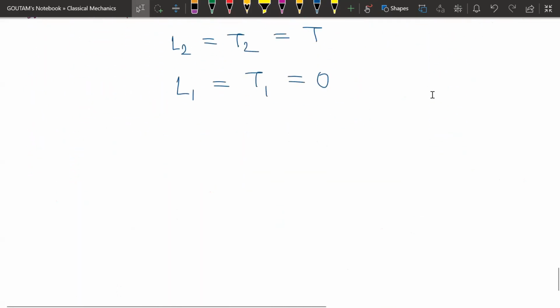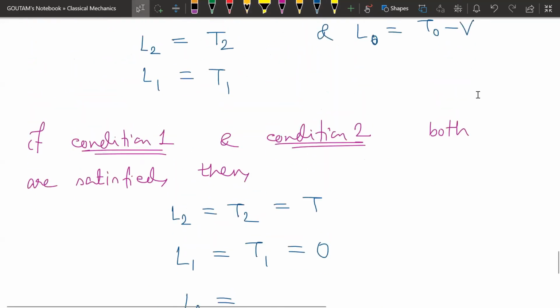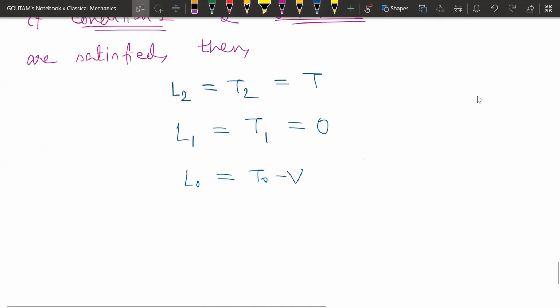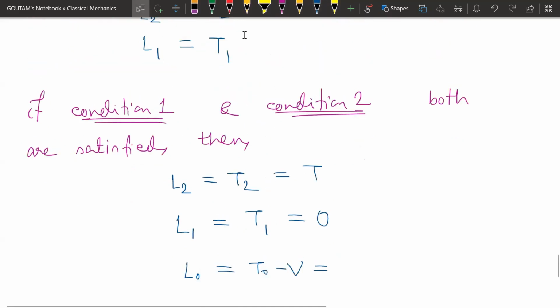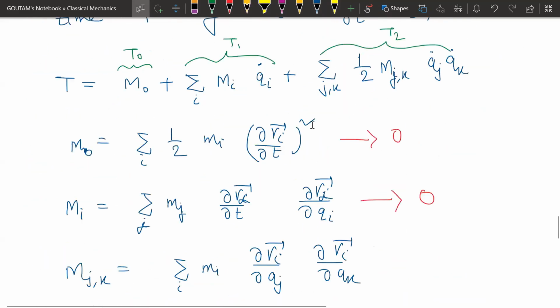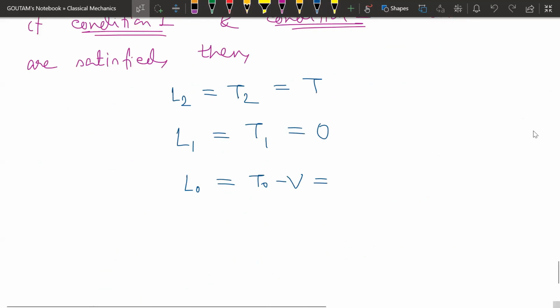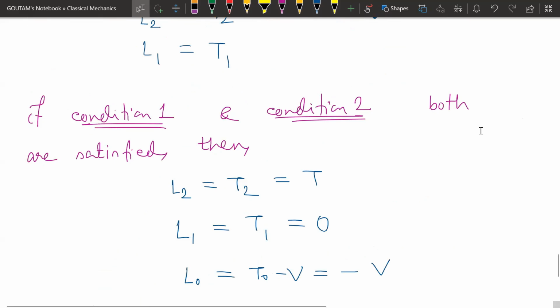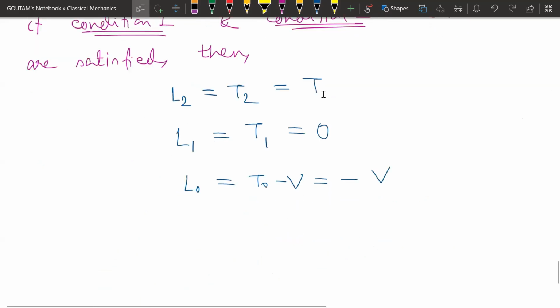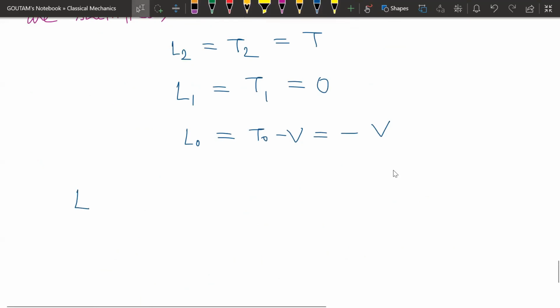And our L0, because of equation 2, is T0 minus V, but because of condition 1, T0 is 0, because M0 is 0 and M0 is basically T0. So in that case, L0 will be minus V. So if these two conditions are satisfied, then L2 is total kinetic energy, L1 is 0, and L0 is the negative of potential energy.